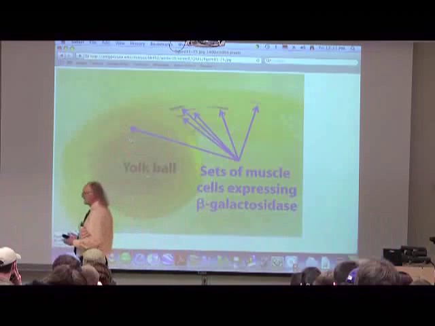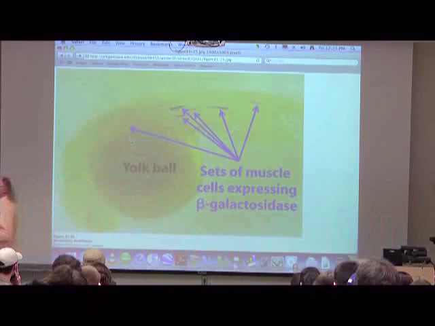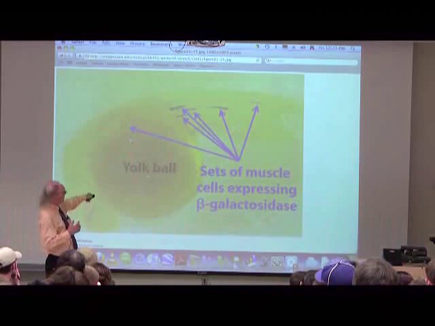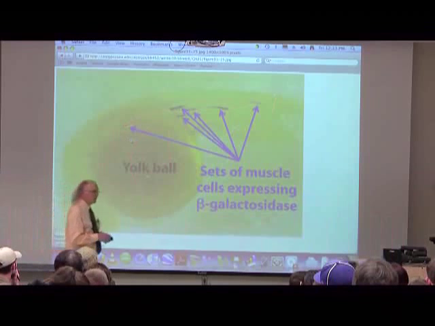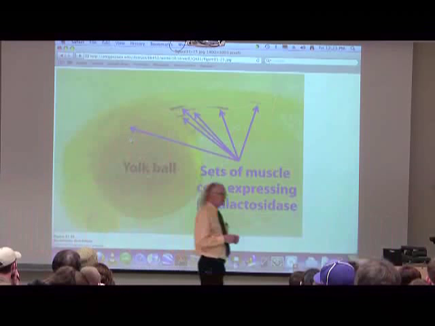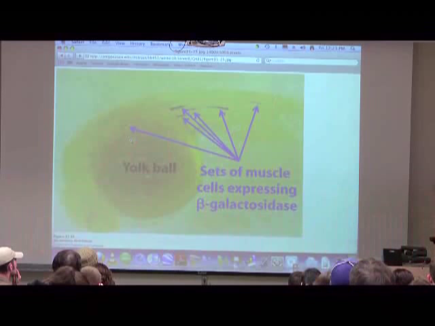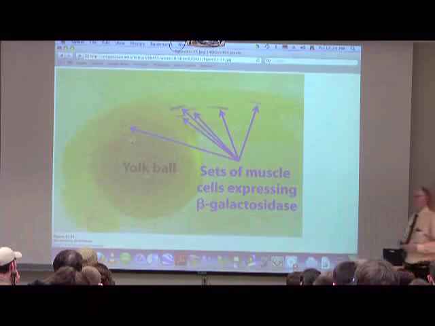Very, very cool things. This is hopefully reinforcing what I told you earlier about how gene expression is going to be tissue-specific. It's going to vary from one cell to another. We didn't see this whole thing being blue. We saw only specific regions that were going to become muscles in this chick transcribing beta-galactosidase. Make sense?